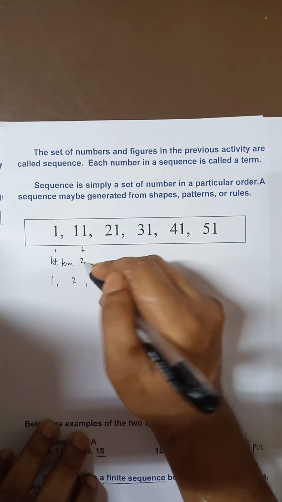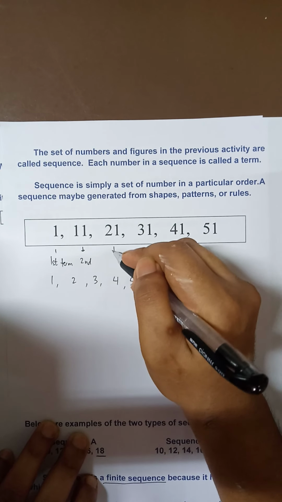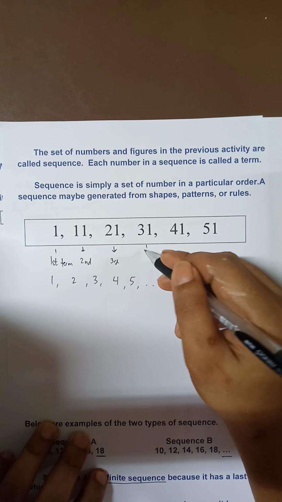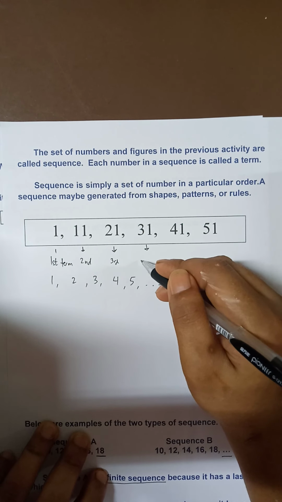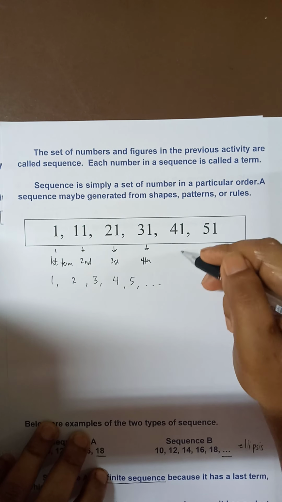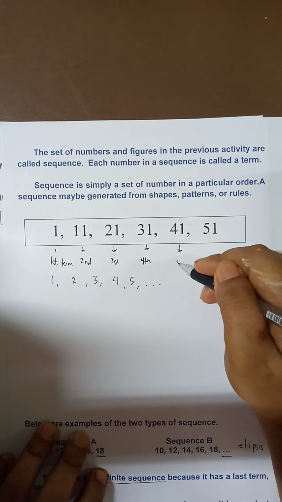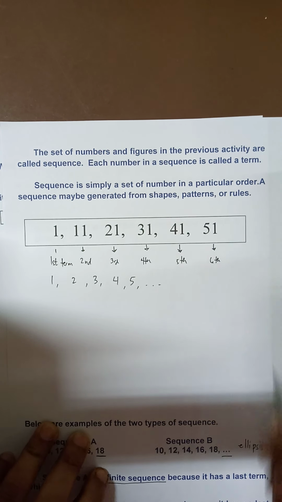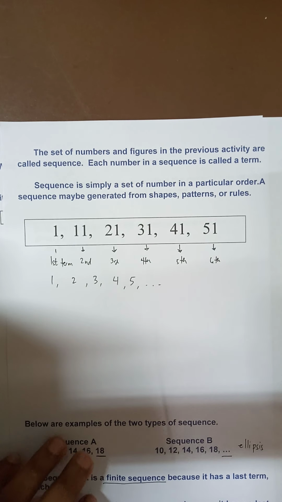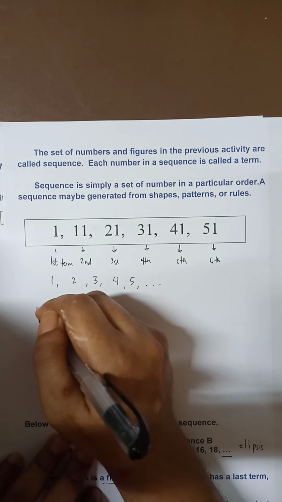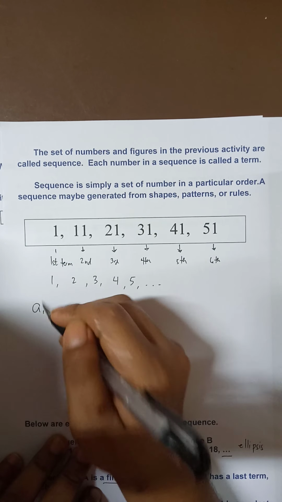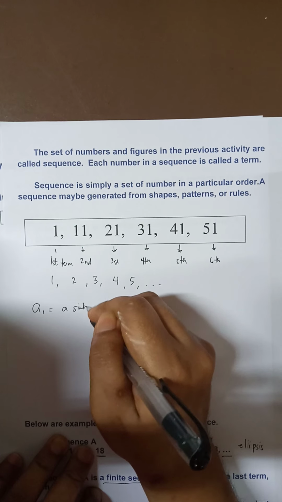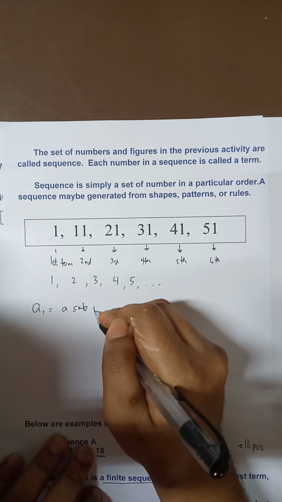The next is the second term. 21 is the third term, 31 the fourth term, 41 the fifth term, and 51 the sixth term. Now these terms can also be written as a sub 1.